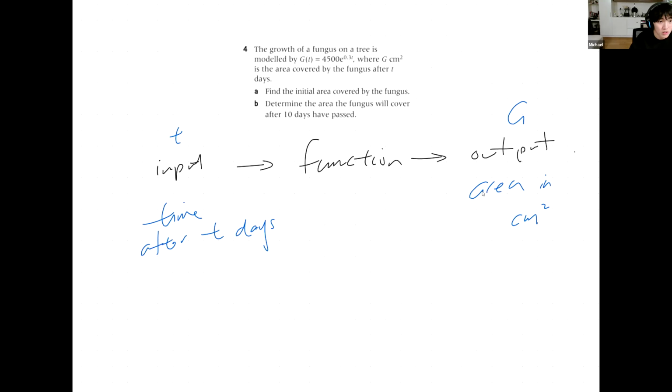Because we have this function, for part A we could just substitute t equals 0, because that's the initial area. G of 0 equals 4500 e to the power of 0.3 times 0. So this e to the power of 0 just becomes 1. Remember, anything to the power of 0 is 1. You get 4500. Okay?